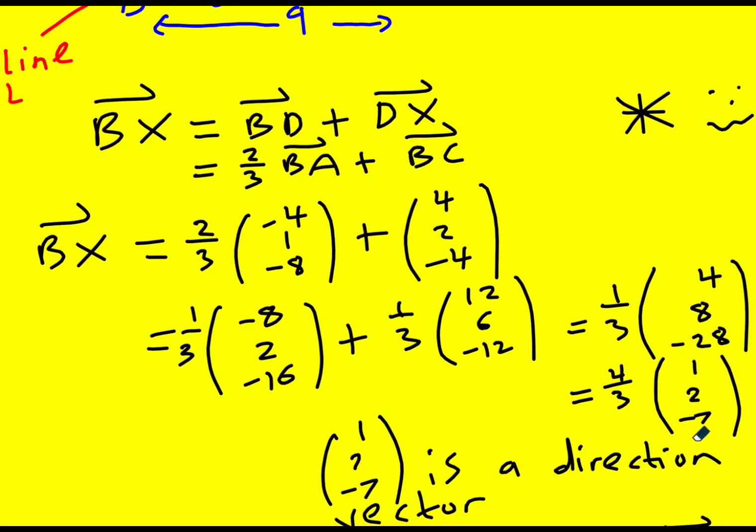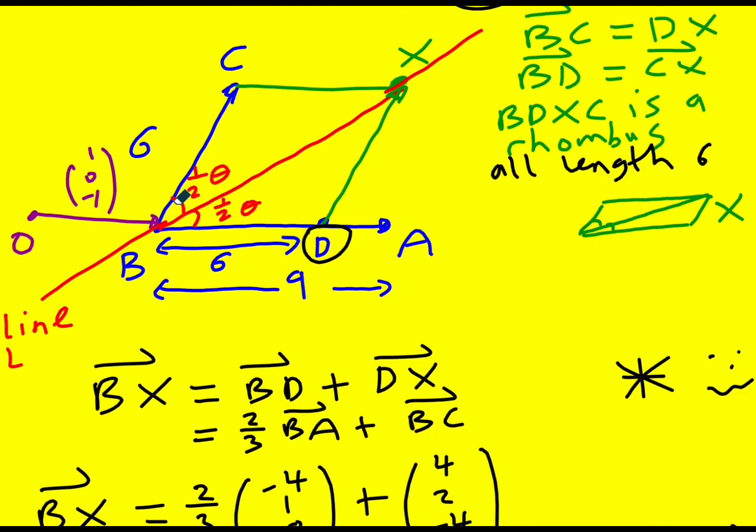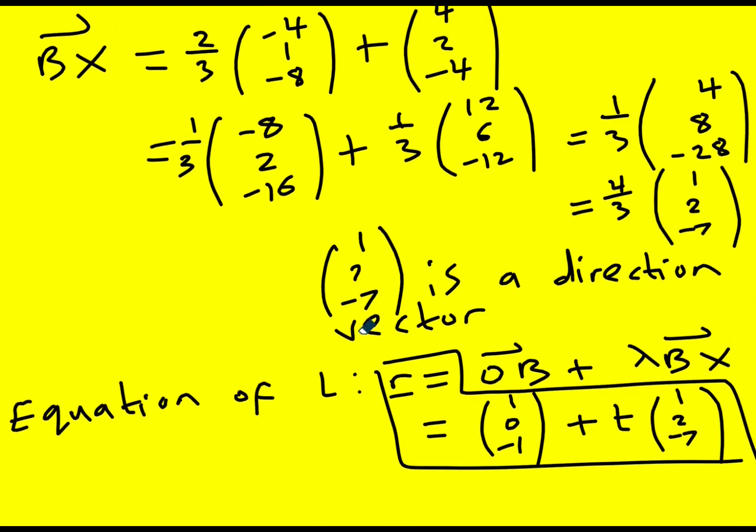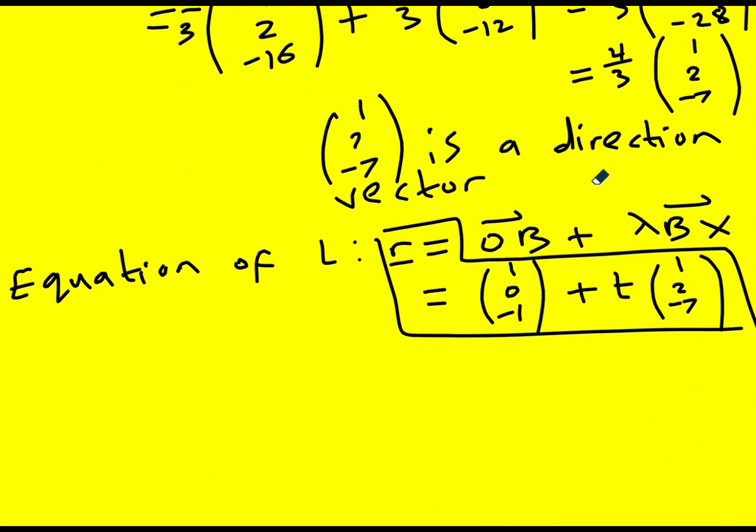But once we've got that, we've got the direction vector. Remember, we go from O to B to get onto the line, and then we go some amount along this direction vector. That's our standard concept for the equation of a line using vector form, and hence we get this, which is what was required.